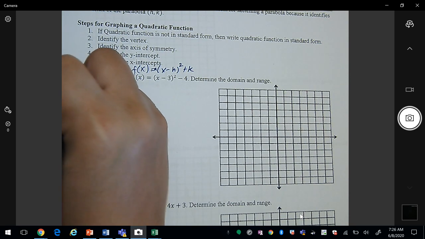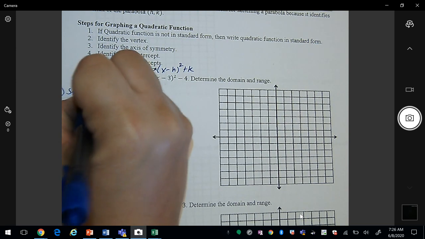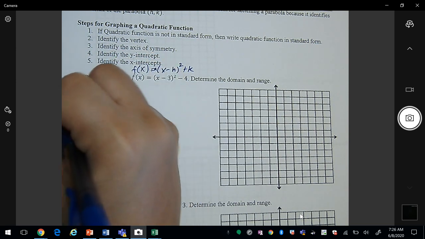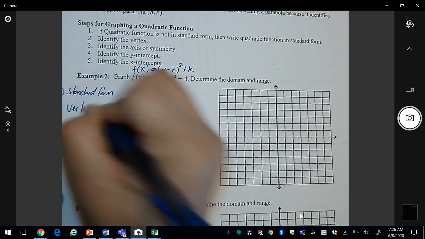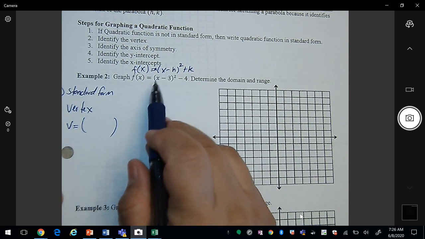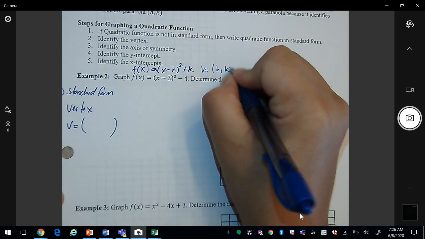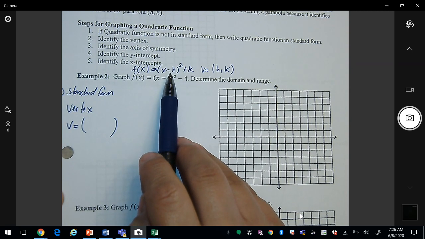So number 1, it's already in standard form. Number 2, we want the vertex. So the vertex is going to be found by h. If you notice here, h is negative.